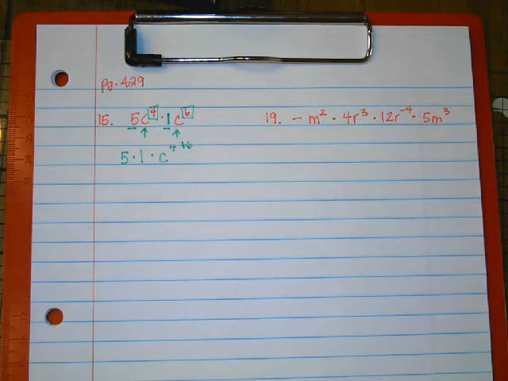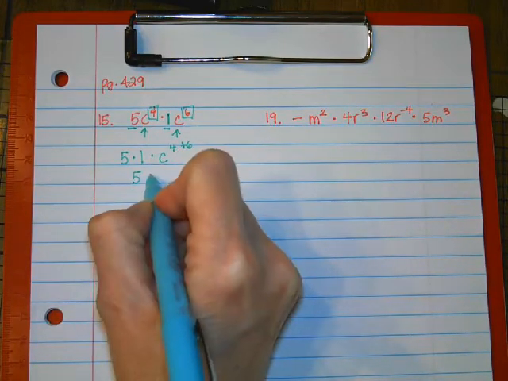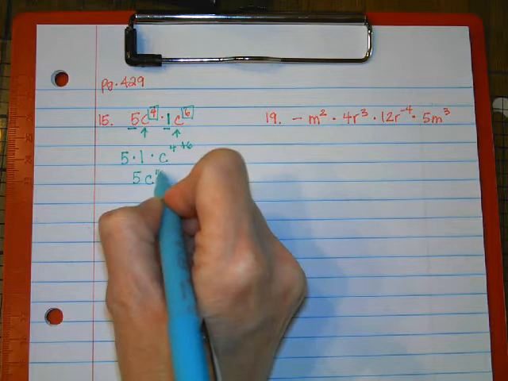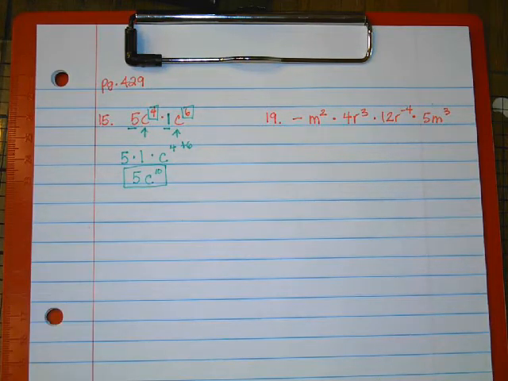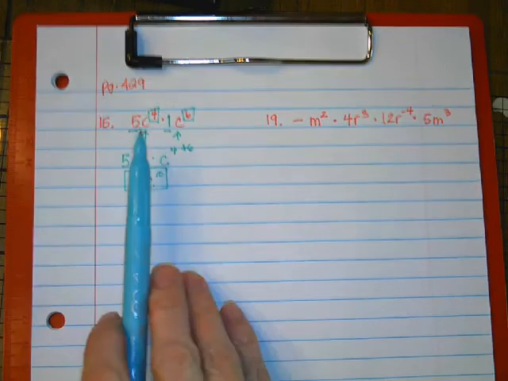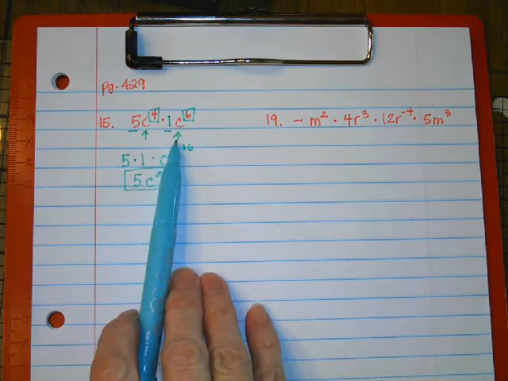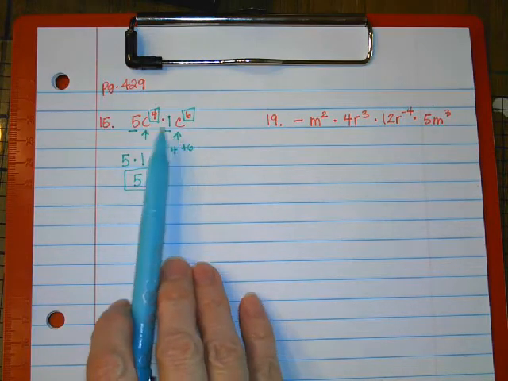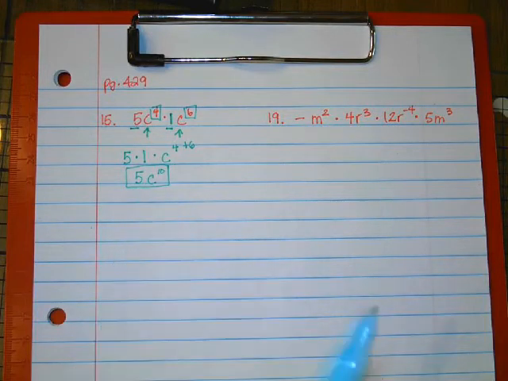So we're going to go ahead and simplify. 5 times 1 is 5. And then we're going to add 4 plus 6 is 10. Final answer. This is what I'm looking for on your homework. I want you to be able to identify what are your coefficients, what are your bases of variables, and then what are their exponents, and what operation we do to get to the final answer.